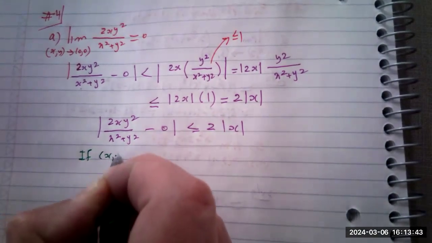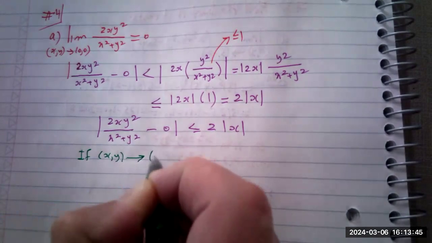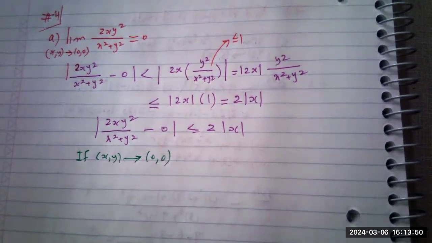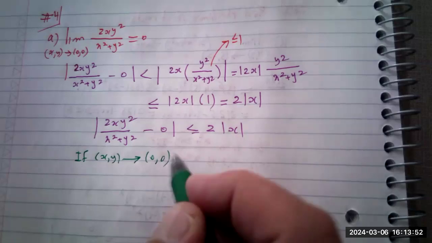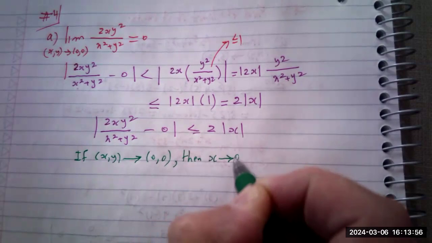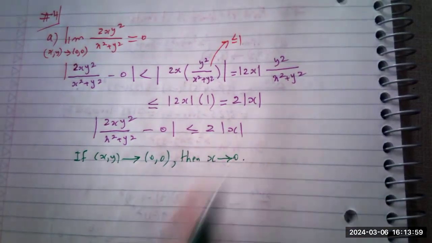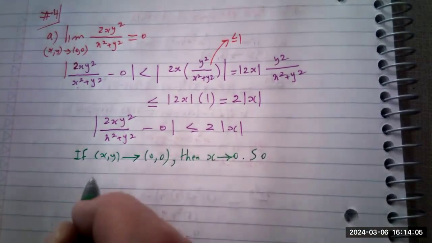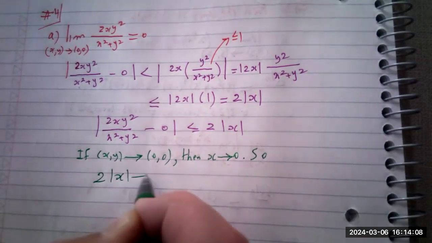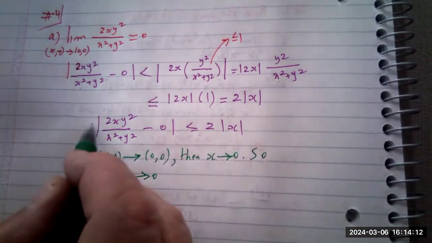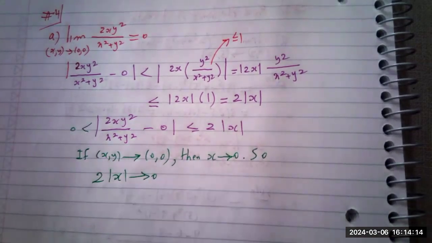(x, y) goes to (0, 0), this means x goes to 0 and y goes to 0. But you need the x here. Okay, then x goes to 0. If x goes to 0, the absolute value of x goes to 0. 2 times the absolute value of x goes to 0. Now it's like a squeeze theorem. This part goes to 0 and this part is positive, 0, 0.